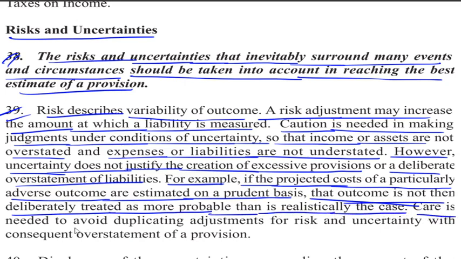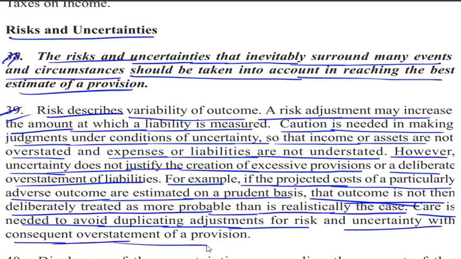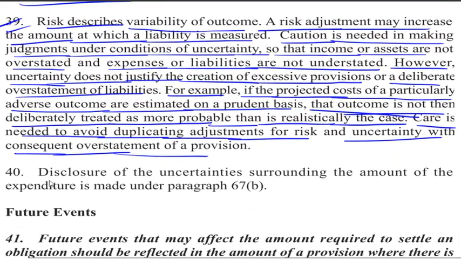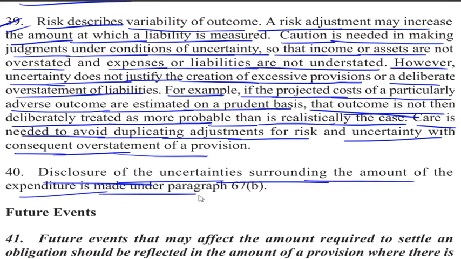Care is needed to avoid duplicating adjustment for risk and uncertainty with consequent overstatement of provision. Disclosure of uncertainties surrounding the amount of expenditure is made under para 67B.